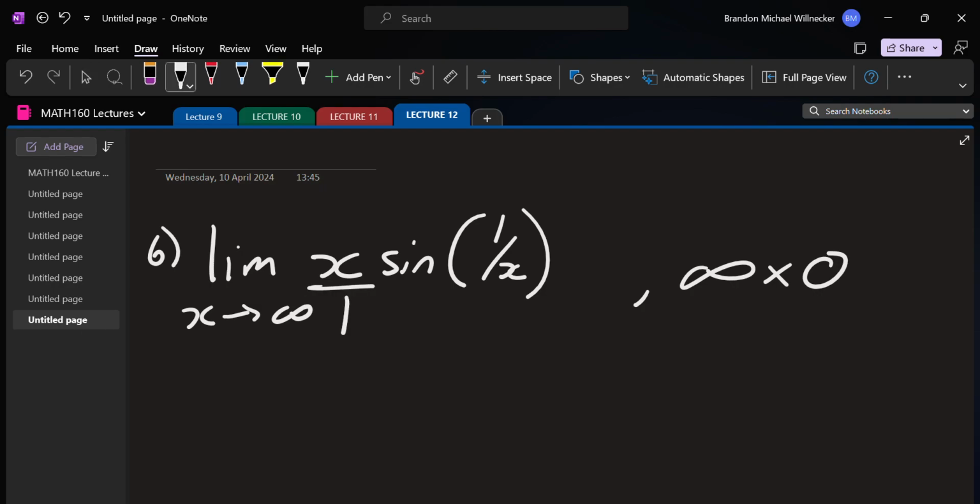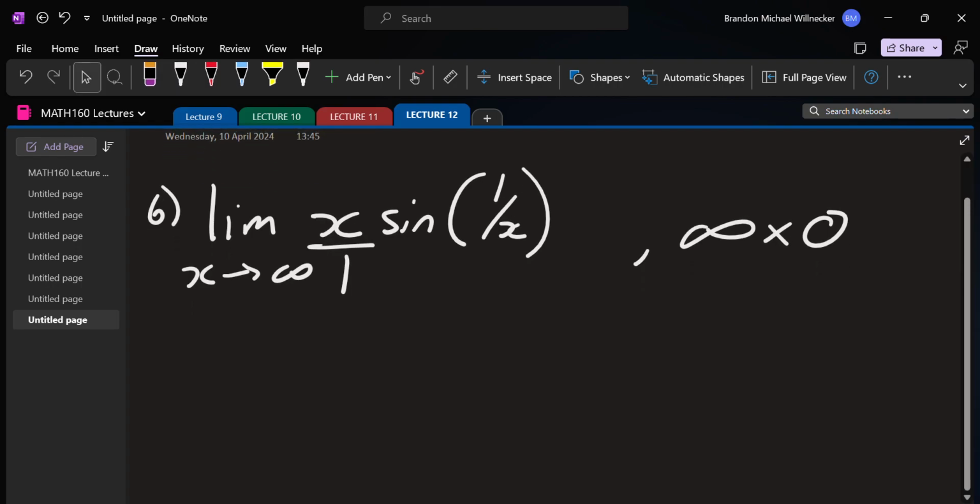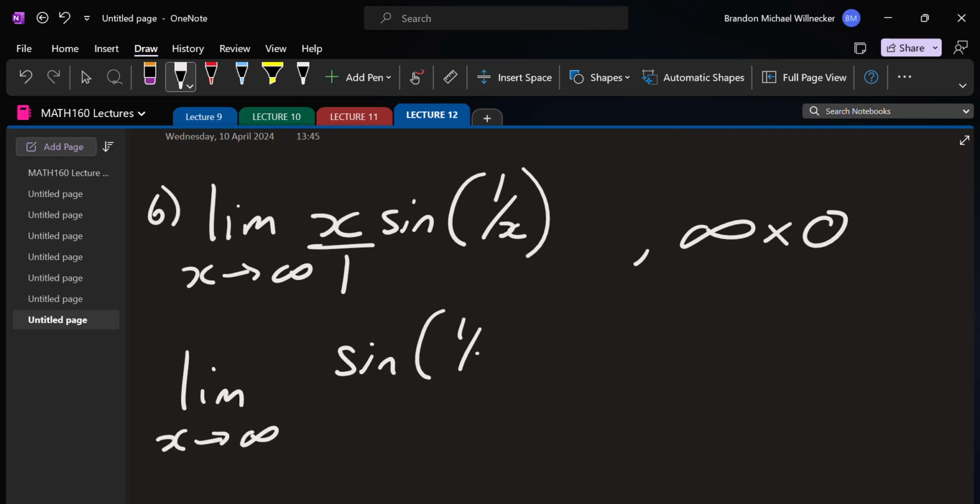We need to change it a bit first. How do we do that? Well, the x is going to go to infinity, and the sine is going to go to 0. So let's write this as x over 1. And then instead of times x over 1, we divide by 1 over x. So this is the limit as x goes to infinity of sine of 1 over x over 1 over x.